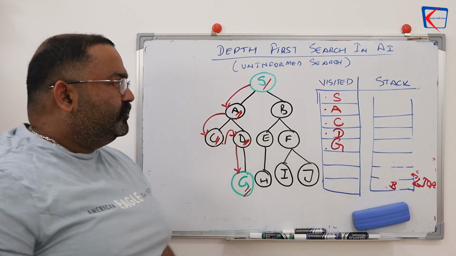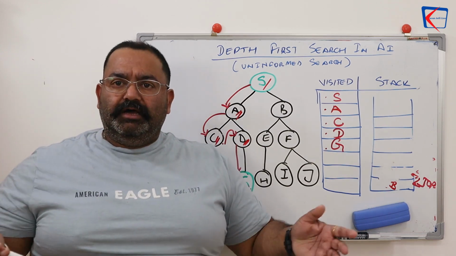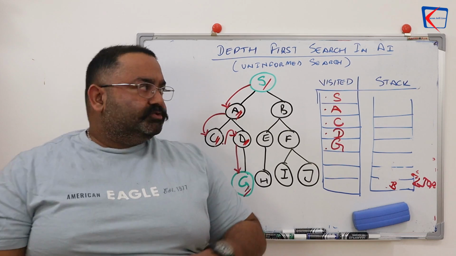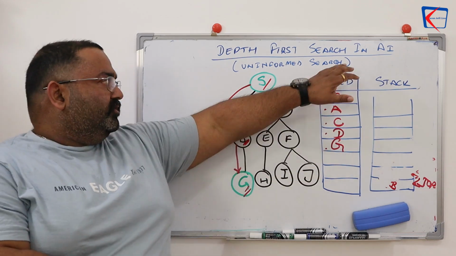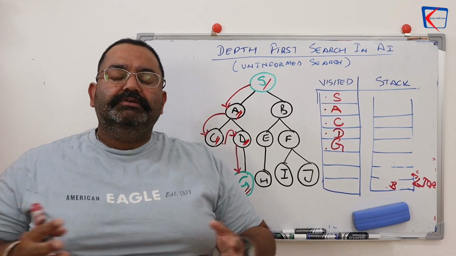So guys, I hope you understand it. So this was DFS algo in AI and one of the algos of uninformed search.